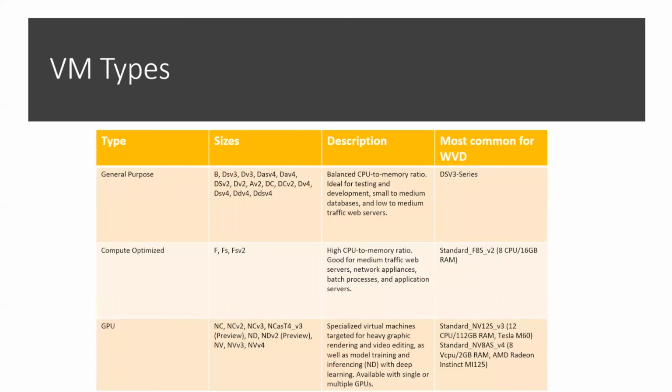VM types: we have our general purpose VMs, which most commonly are our D series VMs. We have our compute optimized VMs, which are F series, and we have our GPU VMs, where you can pick either an AMD or NVIDIA GPU. Most commonly out there, I see D series in the wild. We'll talk about D series a bit further later in the slides.